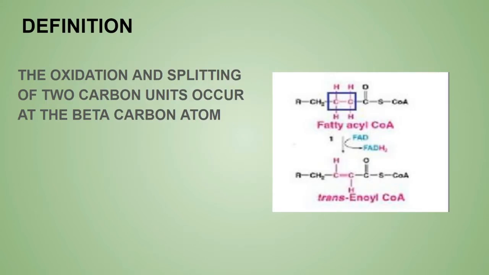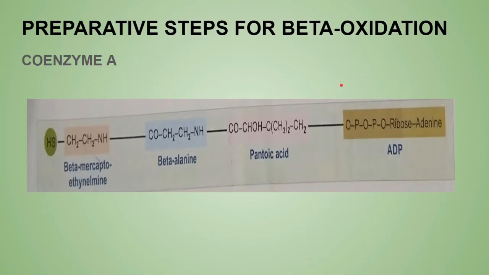Now, first of all, what is beta oxidation of fatty acid? As the name says, beta oxidation means the oxidation and the splitting of the two carbon unit mainly occurs at the beta carbon atom position, somewhere over here. It will be broken down. Now, it has mainly two steps: preparatory steps and the step for the beta oxidation.